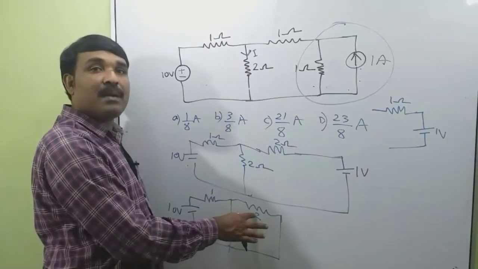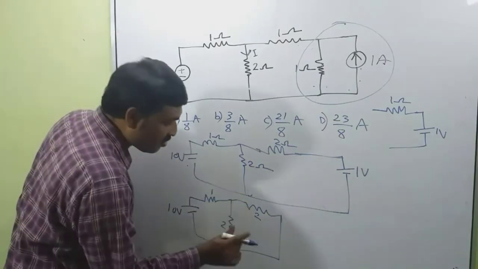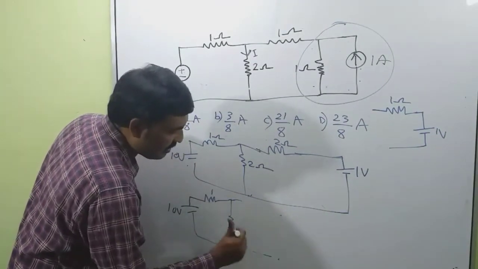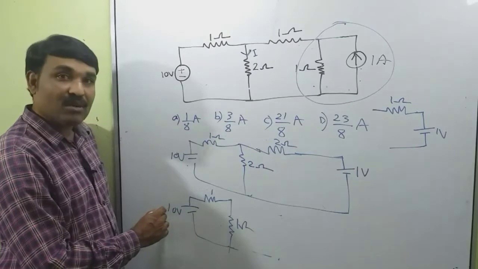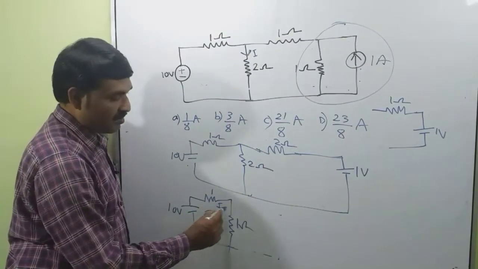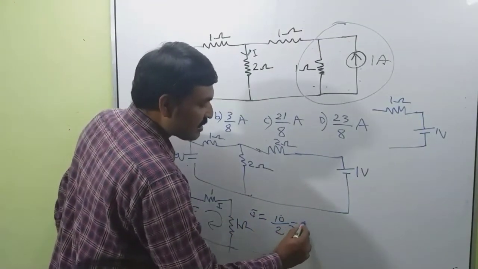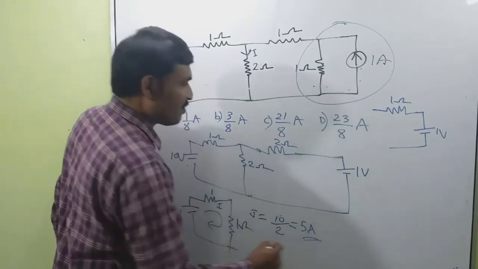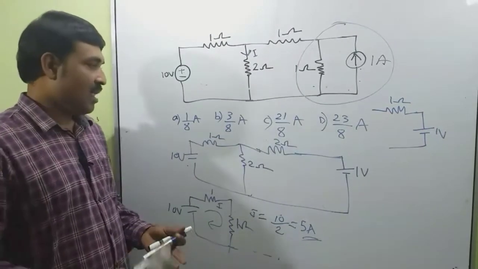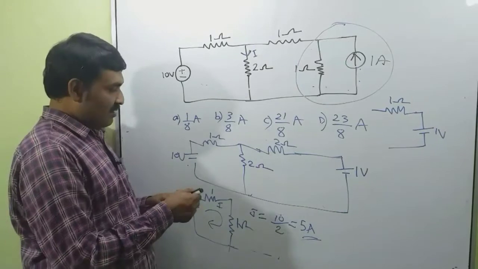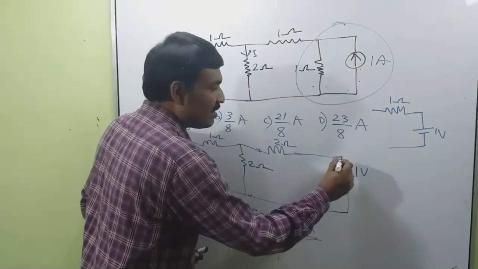This 2 ohm and 2 ohm are in parallel. So the resultant is 2 into 2 divided by 2 plus 2, that is equal to 1. So this is replaced by a 1 ohm resistance. Now 1 plus 1 in series and 10 volt. So I is equal to 10 divided by 2, that is equal to 5 ampere. Okay. Now what is our source? 5 ampere. So this source will deliver a 5 ampere current. So our circuit will look like this.